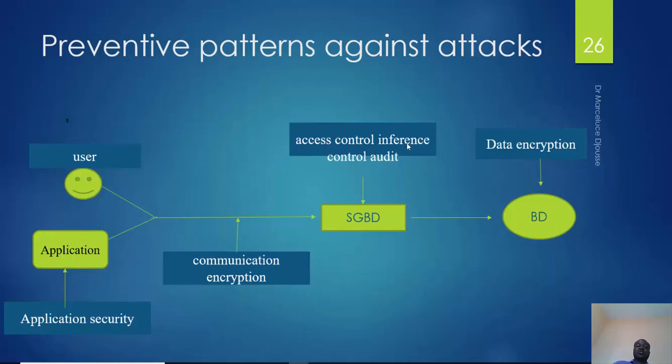So access control inference must be audited regularly to check that everything is okay. And we have communication encryption. For the user or the application, which is also a form of user, to use the database management system, the communication must be encrypted in the network, in such a way that if somebody hijacks it, they will not be able to bring out the information they are trying to take.